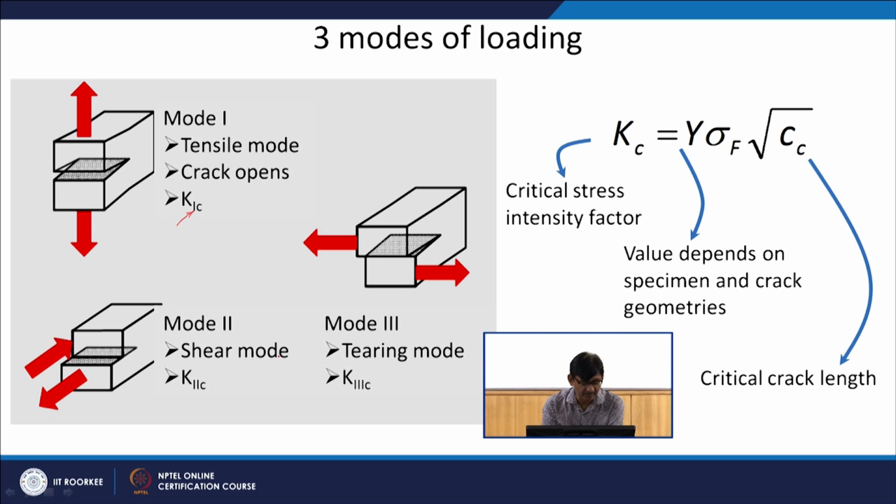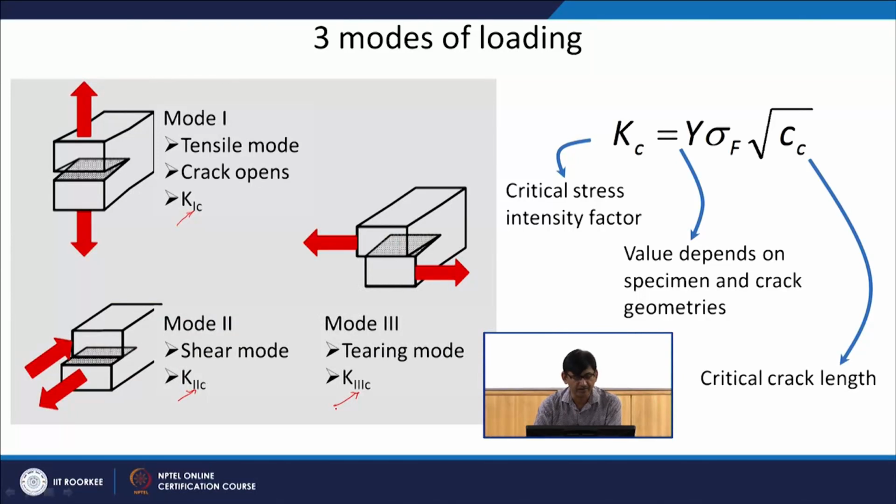Similarly, mode 2, when it is a shear mode, I will call it K2C. And if it is a tearing mode, like this, so instead of shear mode it is a kind of tearing mode, then it will be mode 3, so K3C will be written. Usually the most important is K1C, which we will use in all the design practices.